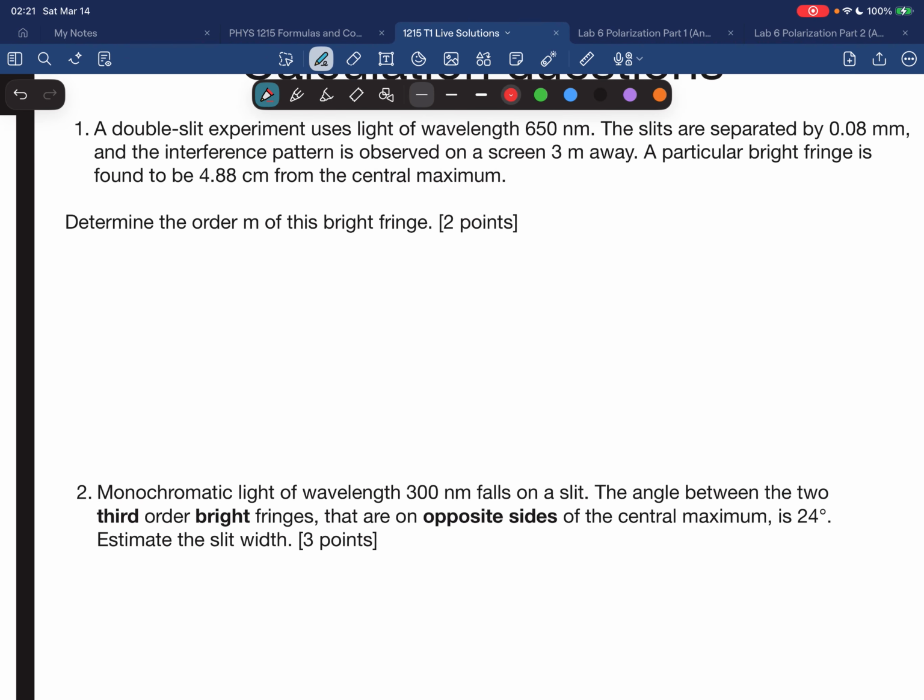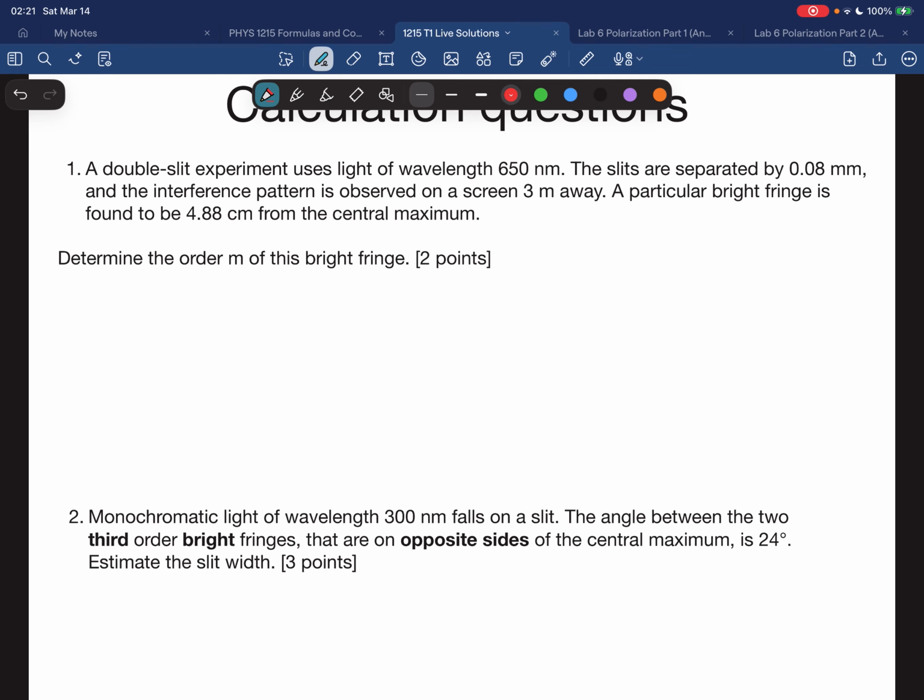Starting with question 1 here. A double-slit experiment uses light of wavelength 650 nanometers. The slits are separated by 0.08 millimeters, and the interference pattern is observed on a screen 3 meters away. A particular bright fringe is found to be 4.88 centimeters from the central maximum. Determine the order M of this bright fringe.